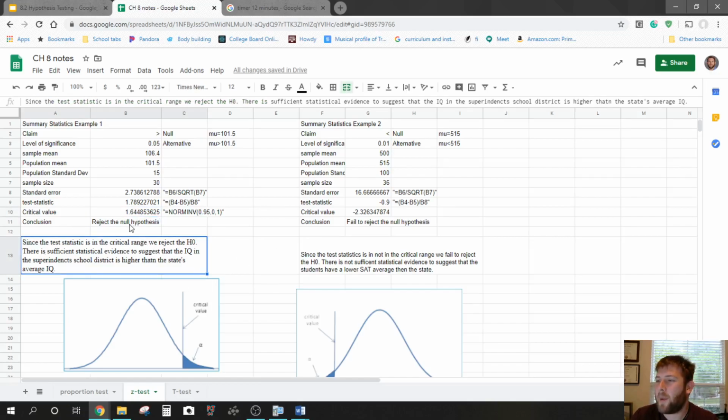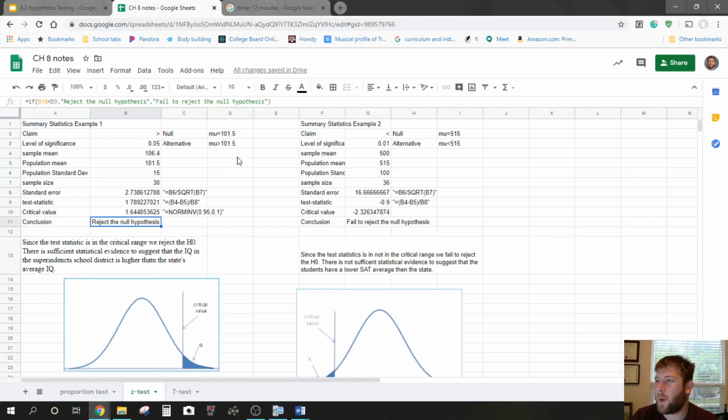Now, if you want to go into slightly more advanced Google Sheets stuff, this is a basic if function. So I have it written as if the test statistic is less than the critical value, and then I have in quotations here because I wanted to spit out a string, reject the null hypothesis if it's true, and if it's false, fail to reject the null hypothesis. But you don't have to do that if you don't want to.